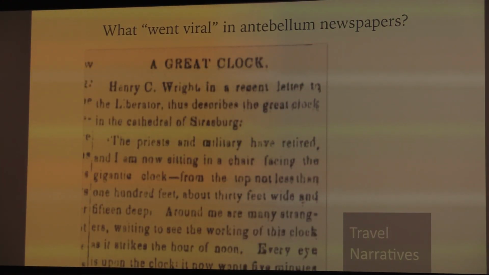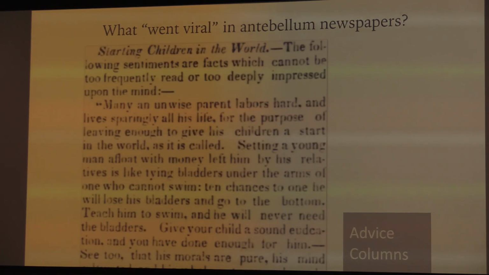Lots and lots of travel narratives. Right? We're finding just these reports from all around the world. In this case, from Strasbourg, an account of sitting in the square, watching the great clock, watching the people circulate in the square. Advice columns, particularly advice columns focused on parenting and the education of children.